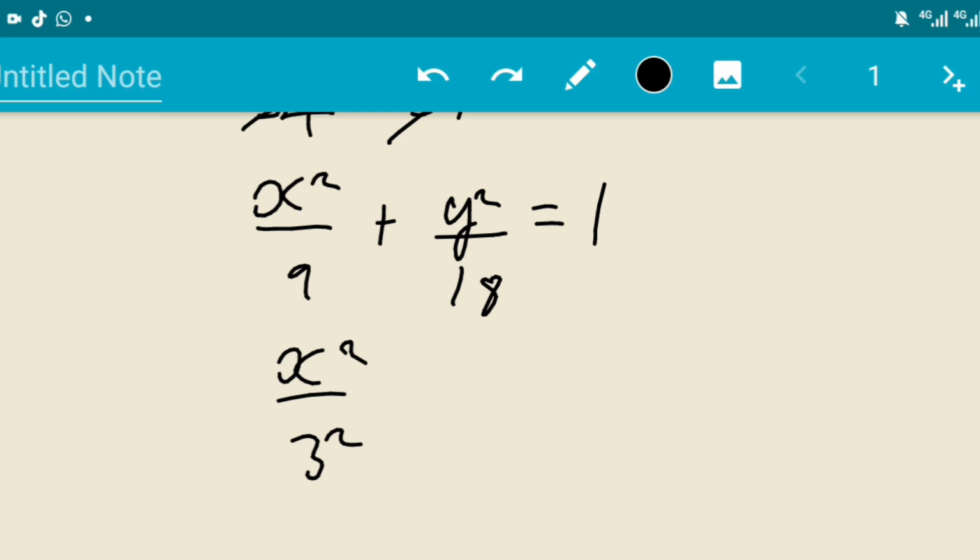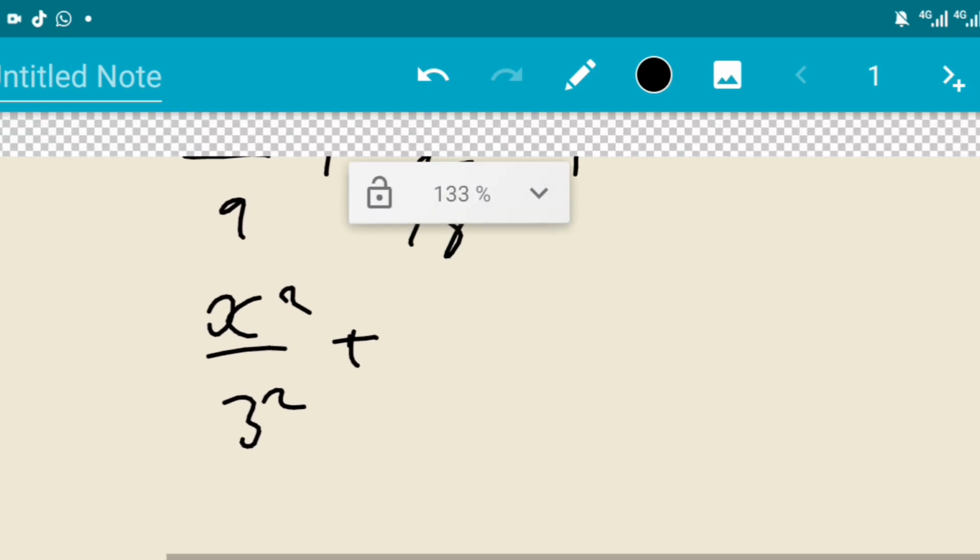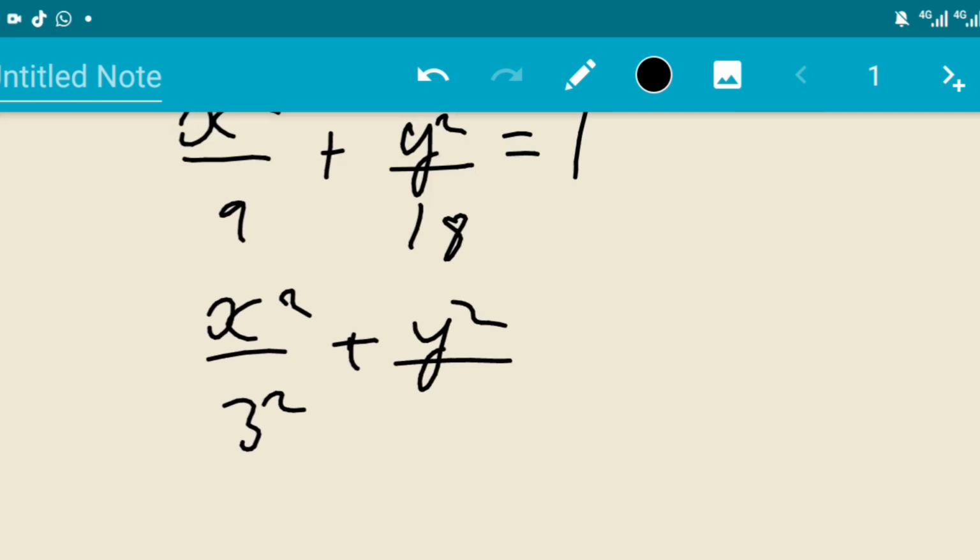In a similar way, we need to find the square root of 18. Having found it, we need to square it. So the square root of 18 is 3 times the root of 2. That right there is our 18. So this would be plus, let me just zoom in a little bit, plus y squared over the root of 18, then squaring it, which is 3 times the root of 2.